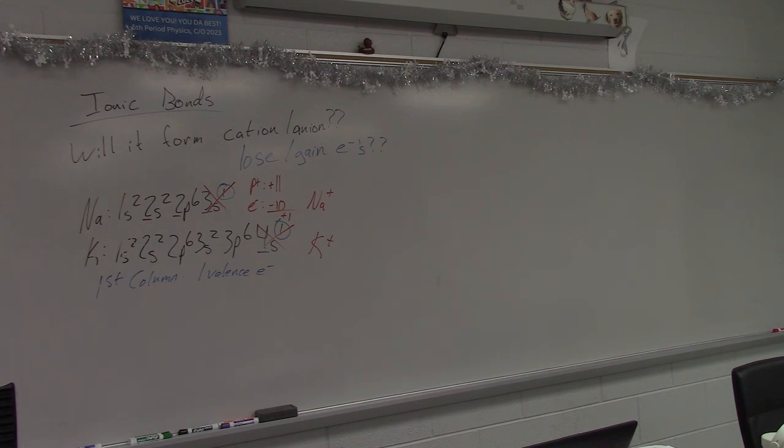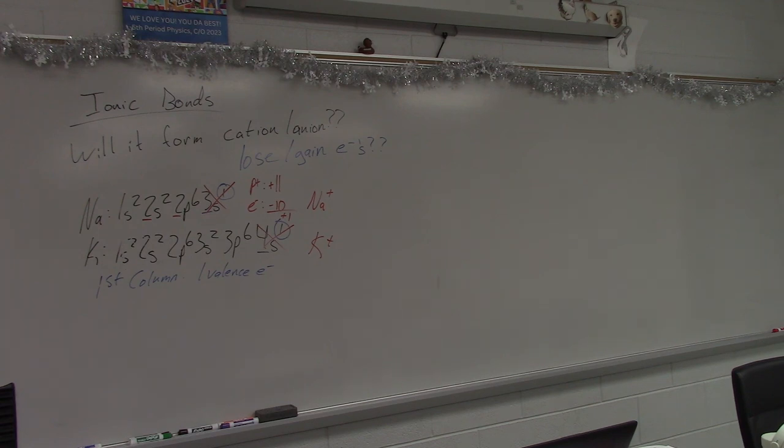Column one has one valence electron. They form a plus one charge. Column two is two valence electrons. They will form a 2+ charge. Here comes the fun part.